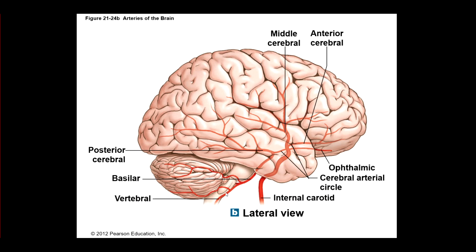Then we can see the vertebral arteries coming up. Once they enter the foramen magnum, they become the basilar artery right here. And then the basilar artery gives rise to the posterior cerebral, which would go back to the occipital lobe. Right, so it's just another perspective.